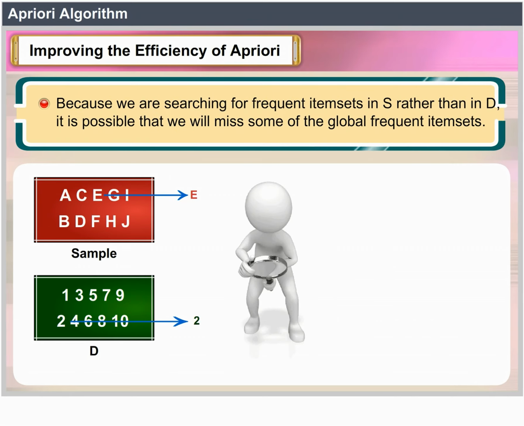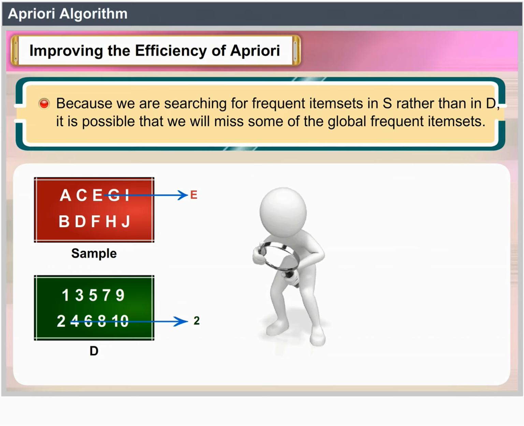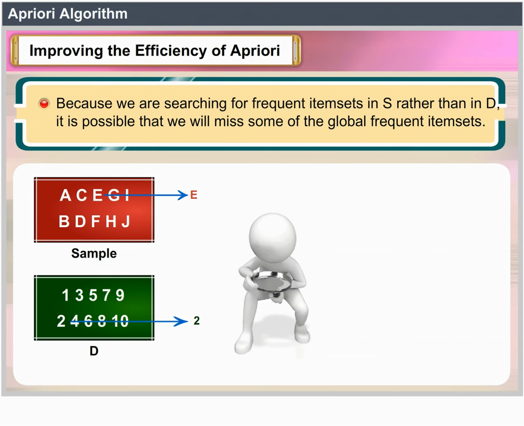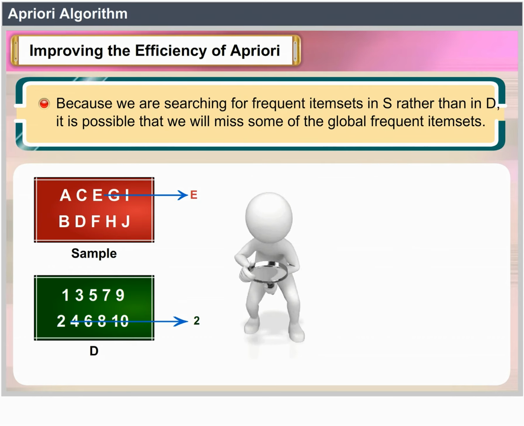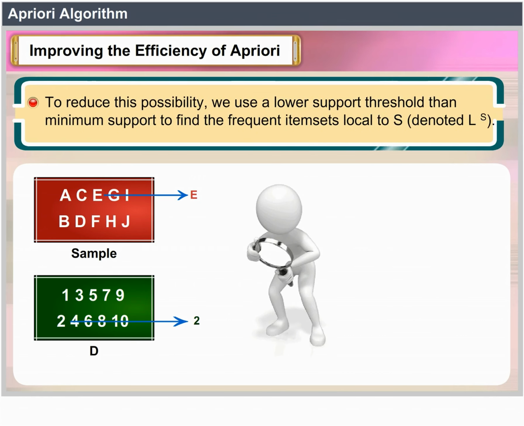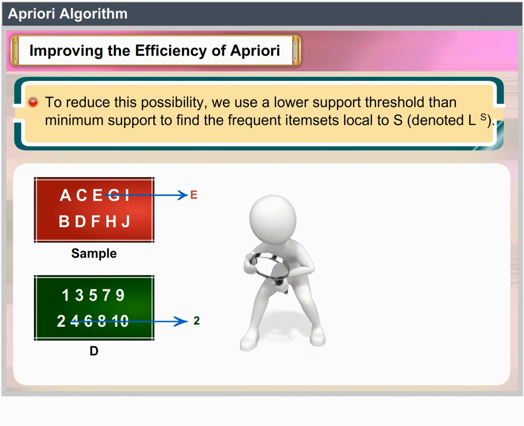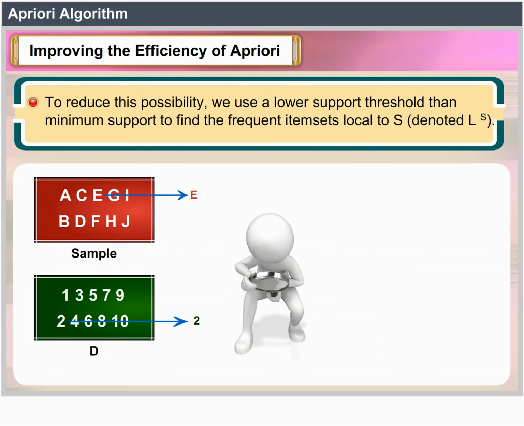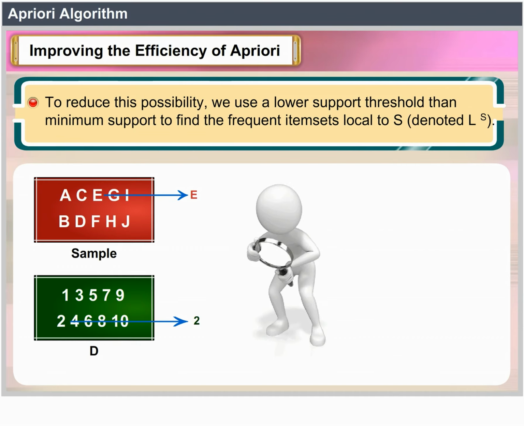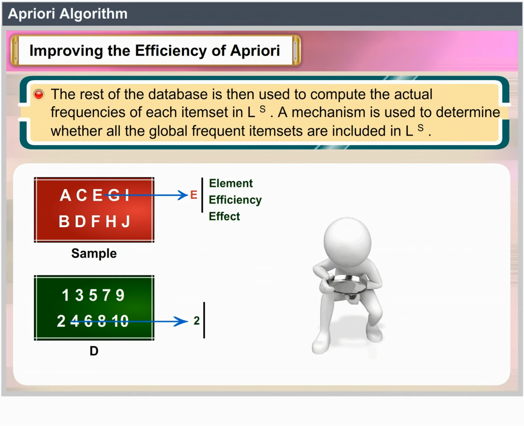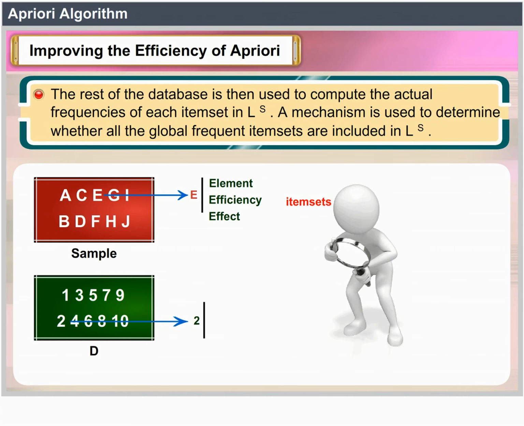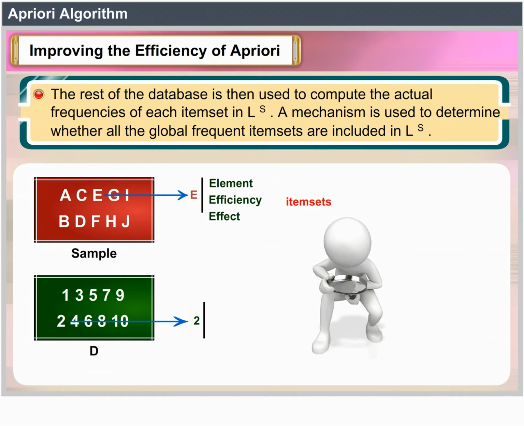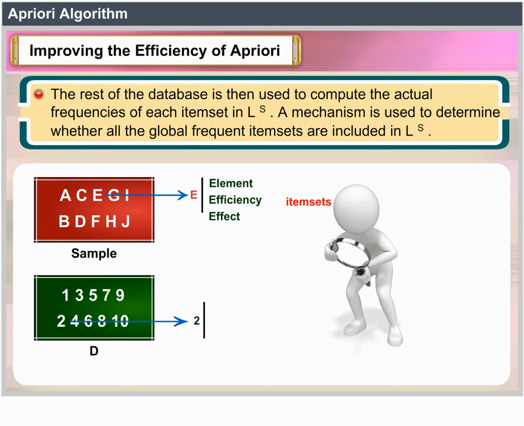Because we are searching for frequent item sets in S rather than in D, it is possible that we will miss some of the global frequent item sets. To reduce this possibility, we use a lower support threshold than minimum support to find the frequent item sets local to S, denoted LS. The rest of the database is then used to compute the actual frequencies of each item set in LS. A mechanism is used to determine whether all the global frequent item sets are included in LS.